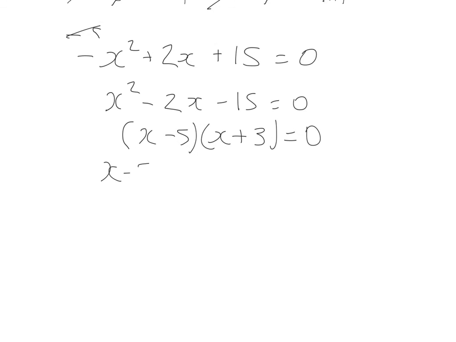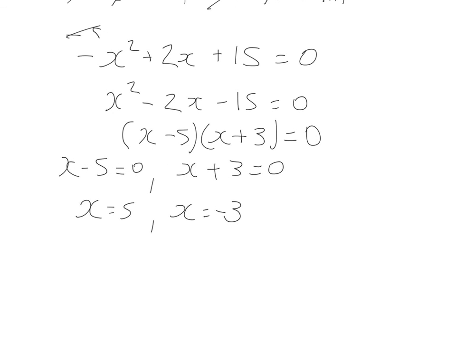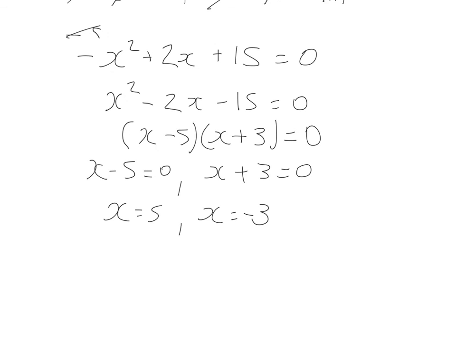Okay, so x minus 5 is equal to 0, and x plus 3 is equal to 0, which means x is equal to 5, or x is equal to minus 3. Now, since one of the dimensions in the question is given by x, you can't have a negative dimension, therefore the answer must be x equals 5. So we're going to discard that result, and that's the end of the question.